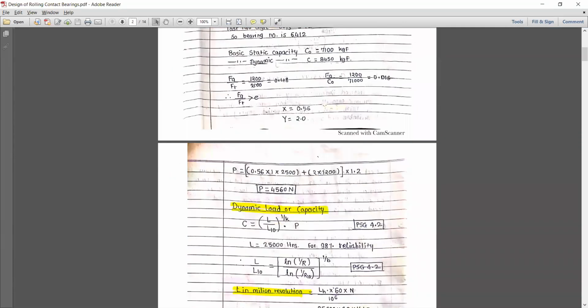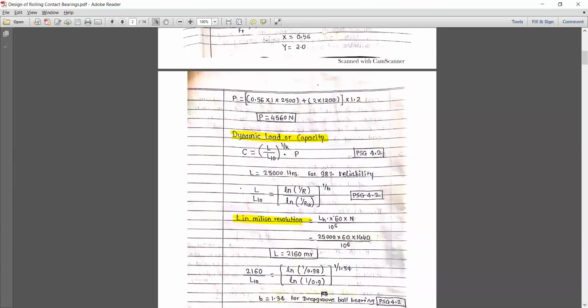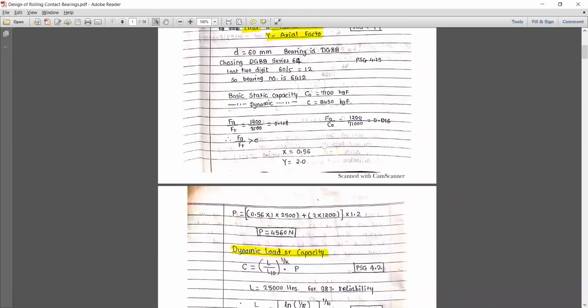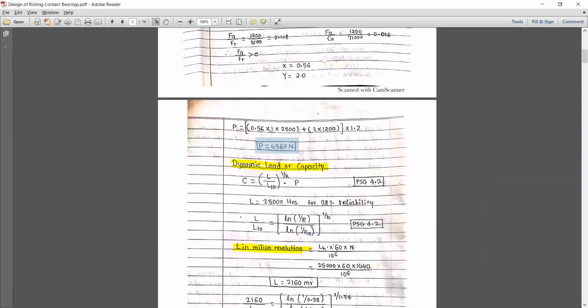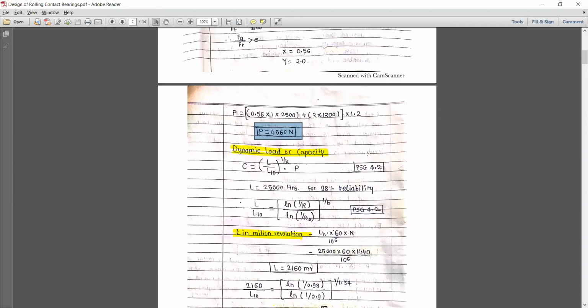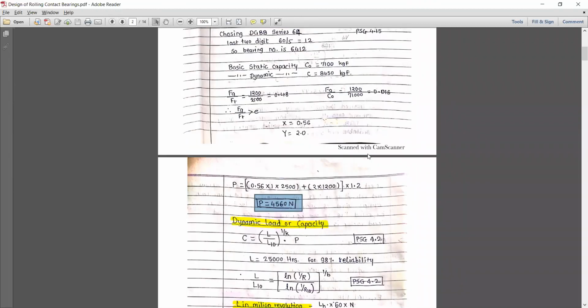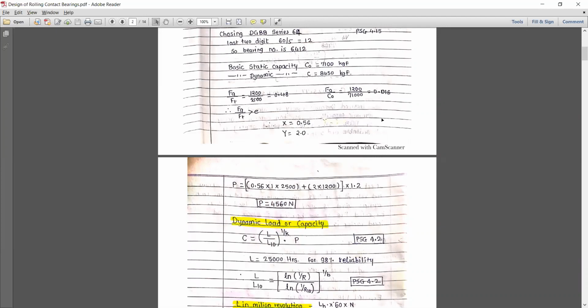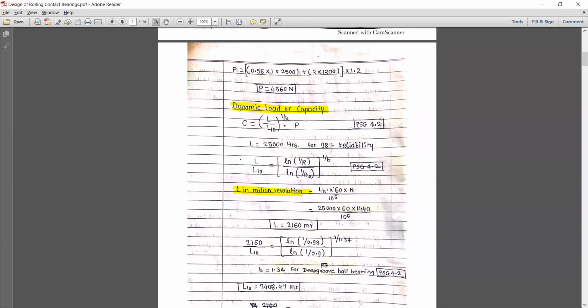So we have found the values of X and Y, which are written over here. Now putting these values into the equivalent load equation, we are referring to PSG page number 4.1. So what we get is the equivalent load is 4560 Newton. But the values of C0 and C are in kgf, so we need to carefully convert kgf to Newton. In this equation you can see I have converted properly, that's why the ratio is calculated properly. Similarly, you have to take care of that.